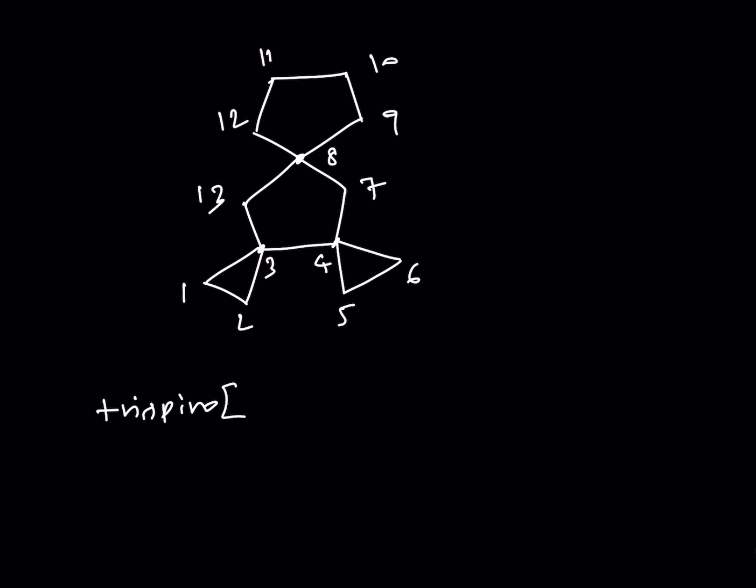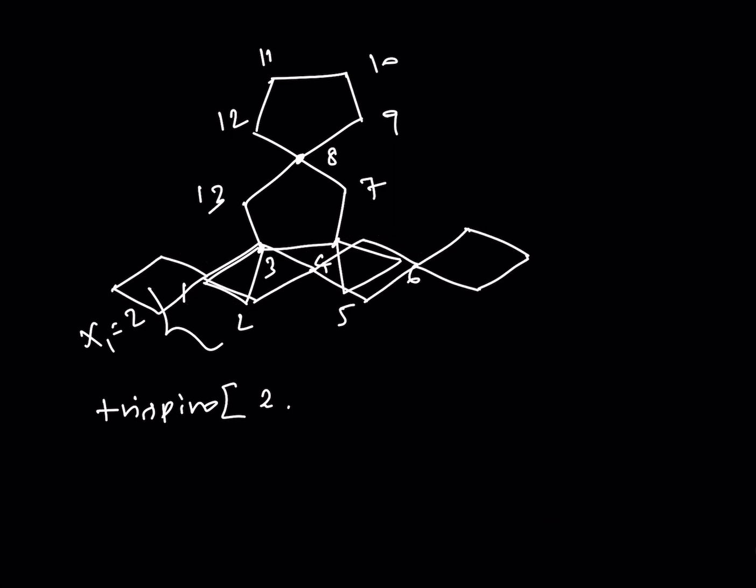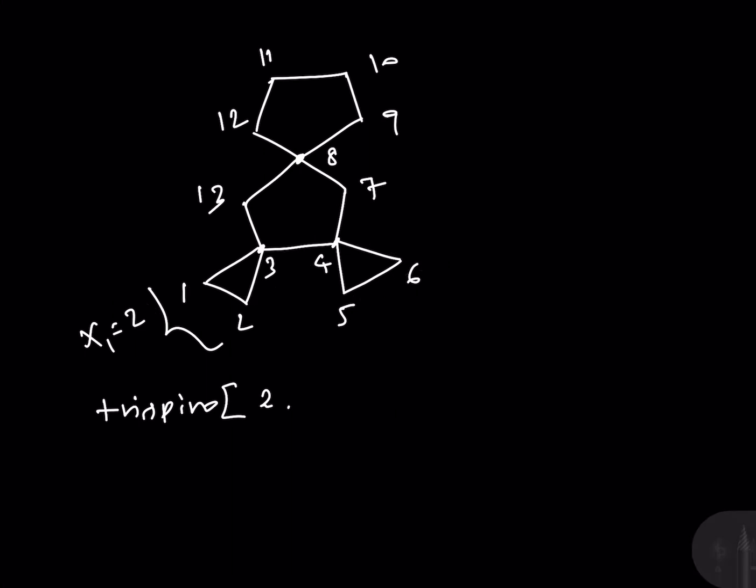Okay, trispiro, then the value of x1. So that's our value of x1. x1 is 2. What is the value of x2 here? Is it 1 or 2? No, the value of x2 here is 0. Why? Because these 2 spiro centers are directly attached. Therefore, the value of x2 is 0 here. Okay, x2 equal to 0 in this case. Okay, that we have to mention.